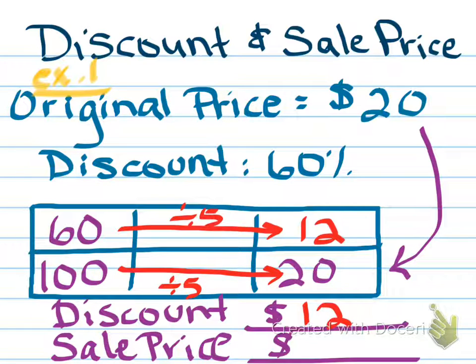Here's the thing. If it costs $20 and I'm saving 12, how much am I going to pay? Well, the amount that I'm going to walk out the door with is going to be 20 minus the 12, and that ends up with $8. So I'm saving $12 and I'm paying $8. If I took my sale price plus my discount, that's going to tell me how much the original price was. All right, so that adds up to $20. We know that's the original price.